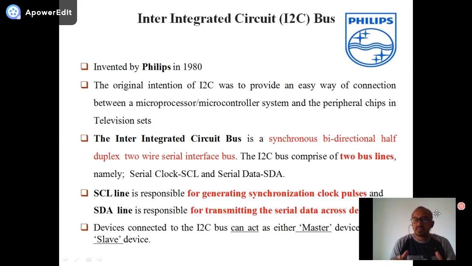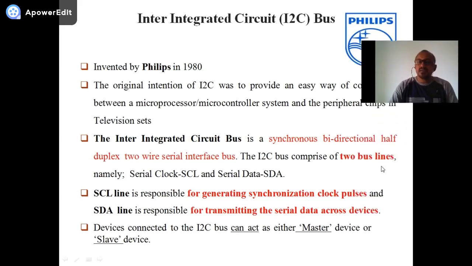The I2C bus comprises two bus lines. One is the serial clock, called SCL, where I am pointing on the screen using the cursor, and the serial data line, SDA. The SCL serial clock line is responsible for generating the synchronization clock pulses for communication, and the SDA line is responsible for transmitting and receiving the serial data across the devices.